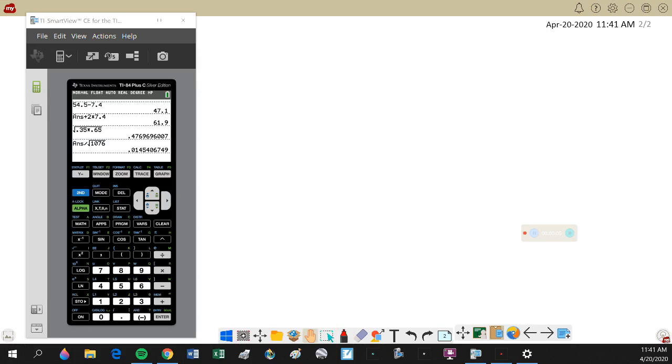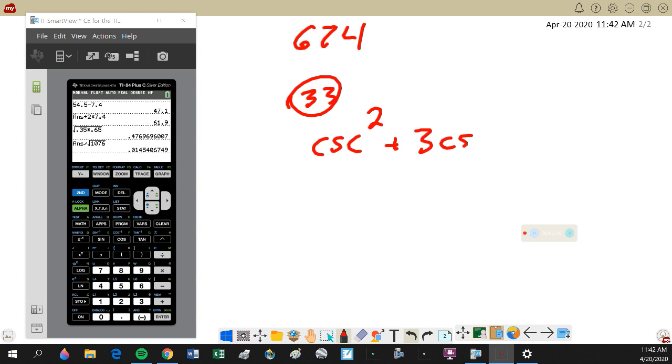I have another question. We are working on 674, number 33. And again, these are just kind of tricky, and I wish we could be in class together and work these out, but I don't have that much power. So, cosecant squared plus 3 cosecant plus 2 equals 0.